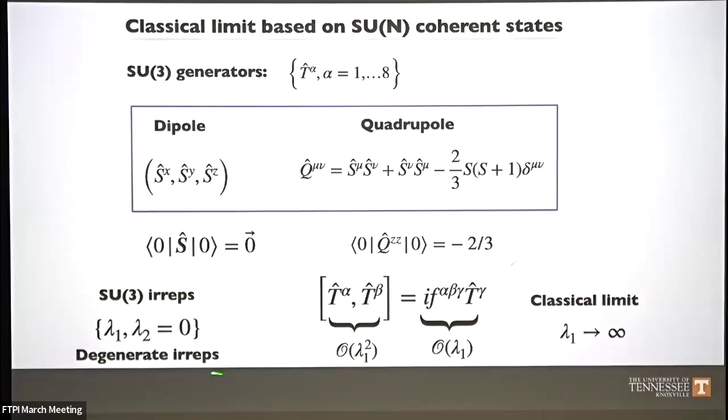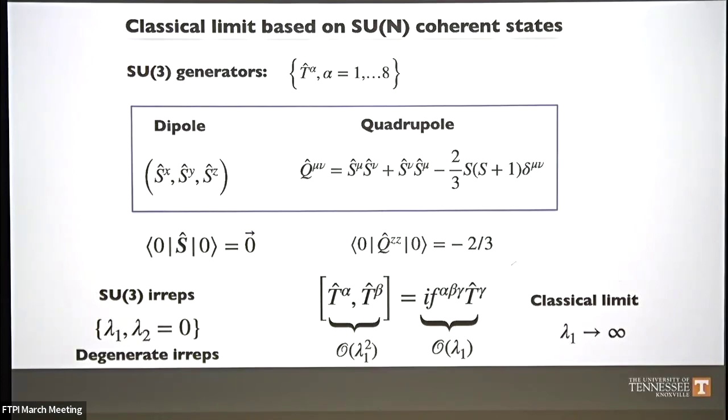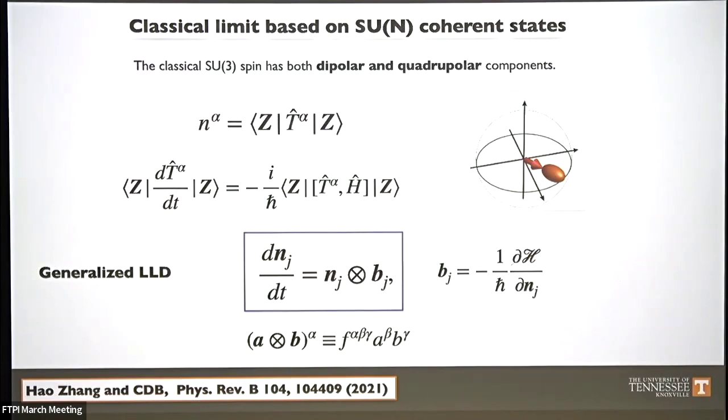But in this case, the one-to-one correspondence between coherent states and observables is between a coherent state and the expectation value not only of these three dipole components, but also of these five quadrupolar components, meaning that the classical vector that I construct now has eight components and four constraints. Because remember, my phase space is still four-dimensional. And when we take the expectation value of Heisenberg's equation of motion, what we get is a generalized Landau-Lifshitz equation. But the difference now is that this cross product does not correspond to the contraction with the Levi-Civita tensor, but the contraction with the structure constants of the SU3 algebra. Of course, it's straightforward how to generalize this to SU(N). And this classical equation of motion describes the evolution not just of the dipole moment, but also of the quadrupole moment.